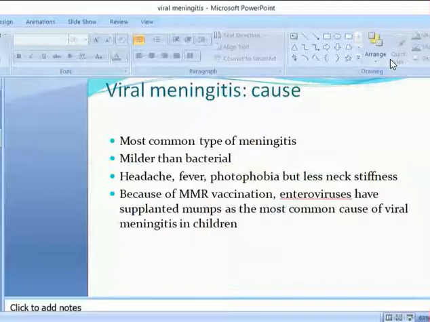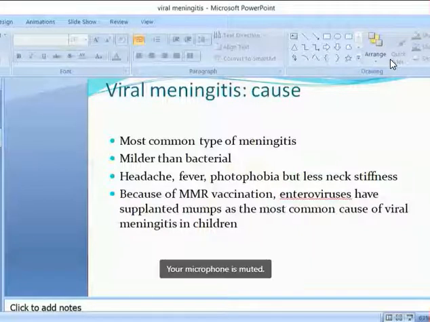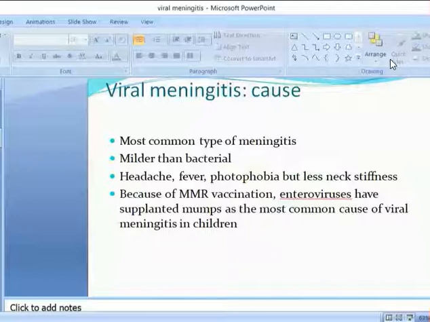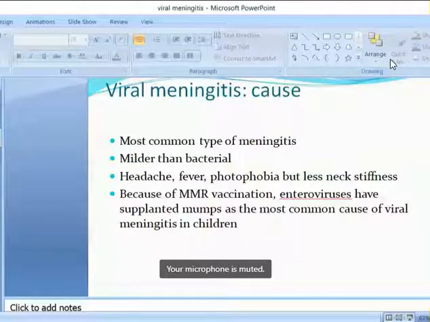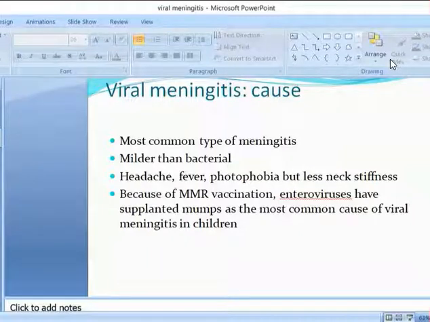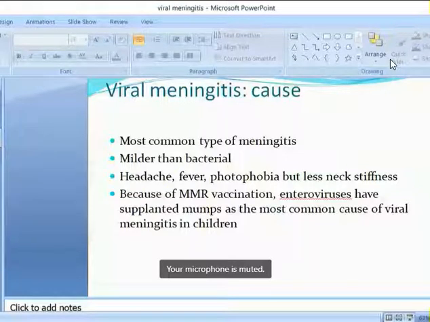Earlier, before the MMR vaccination, MMR stands for measles, mumps, and rubella vaccination, mumps used to be the most common cause of viral meningitis. Mumps causes parotitis, the inflammation of the salivary glands. But after the MMR vaccination, another group of viruses have taken over as the primary cause of viral meningitis, and those are the enteroviruses.